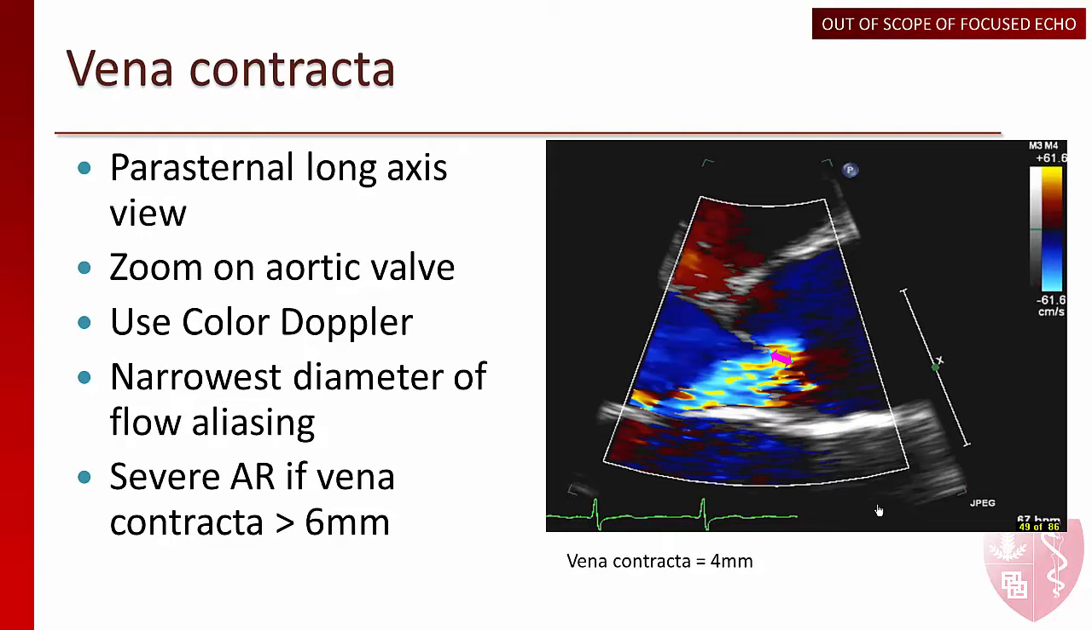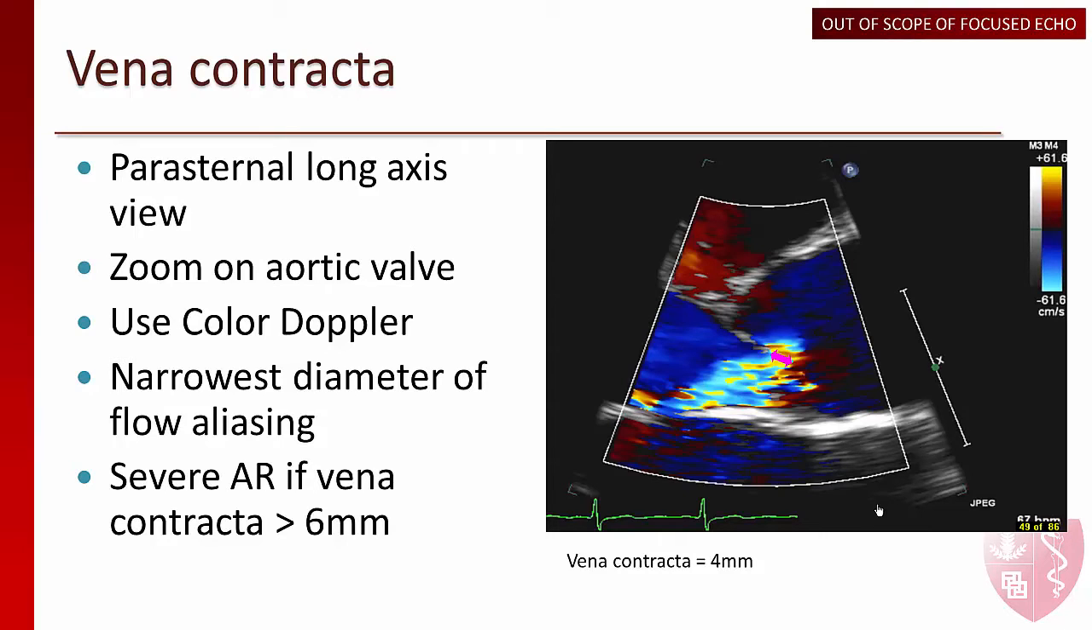The vena contracta corresponds to the smallest area of regurgitation across the valve. So it's basically the size of the hole in the valve. So we will look at it from the parasternal long axis view, zoom on the aortic valve. You will use the color Doppler and measure the narrowest diameter of the flow aliasing. And depending on the width of the vena contracta, you will be able to classify it between mild, moderate, or severe.